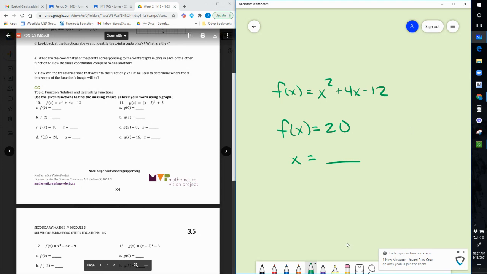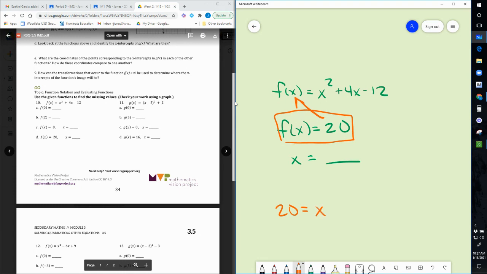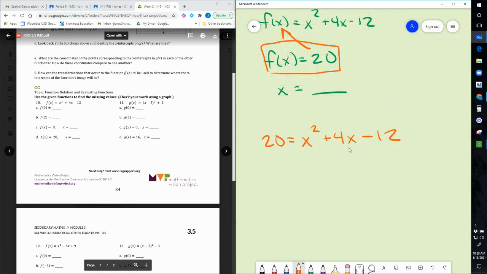Now instead of plugging in for all the x's, you're plugging in for the f of x's. So you're going to plug in 20 right there. And now your equation is going to say 20 equals x squared plus 4x minus 12. Now, unfortunately, you can't get x by itself because you have a quadratic term and a linear term. So I'm going to help you with this part.